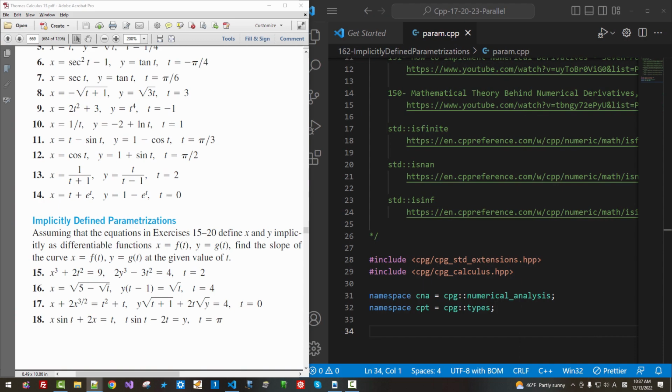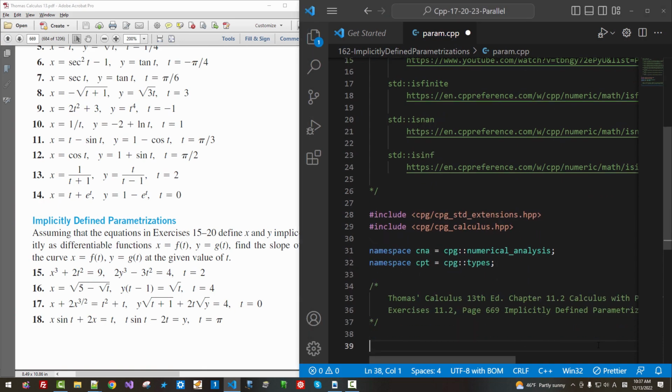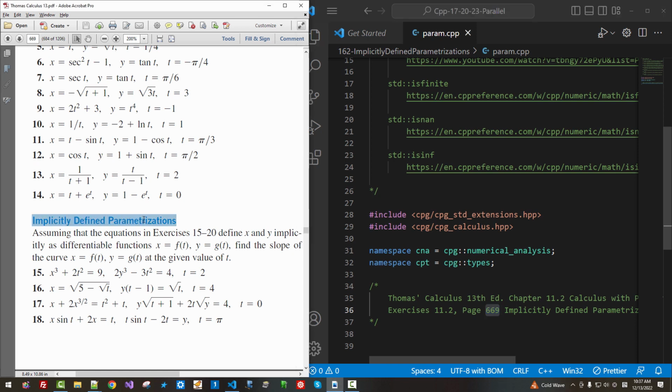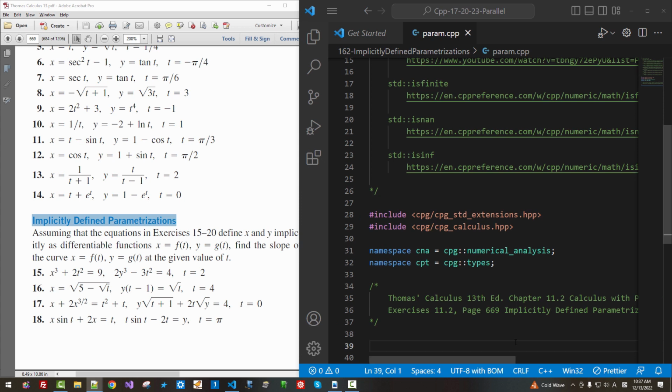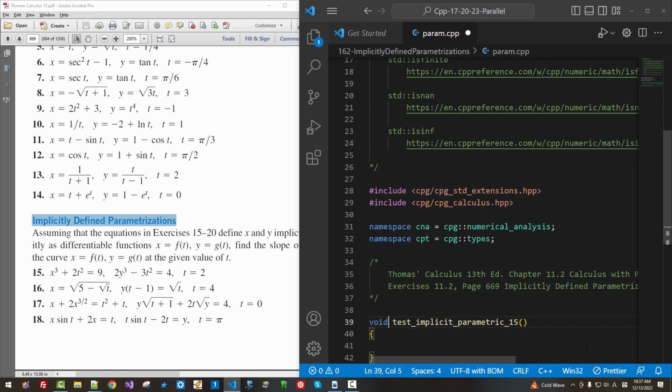I got this example from Thomas's Calculus, 13th edition, Chapter 12, Exercise 11.2, page 669. Implicitly defined parameterization. I will title this function Implicit Parametric Problem 15.